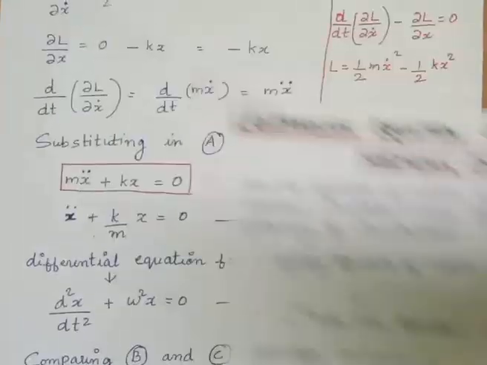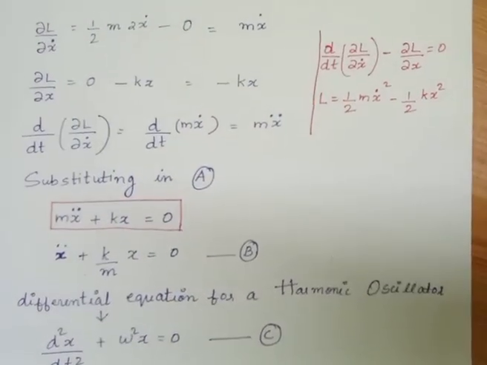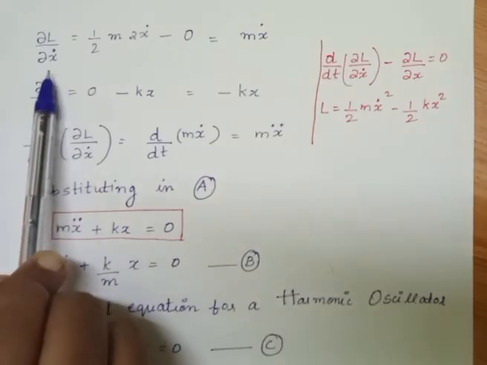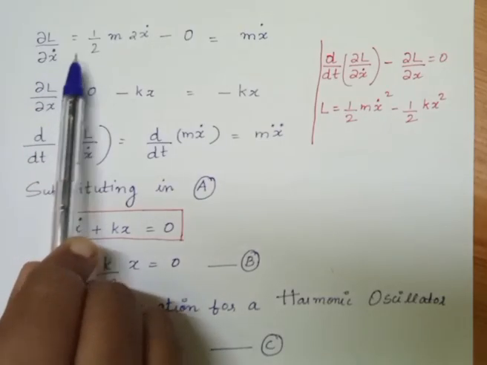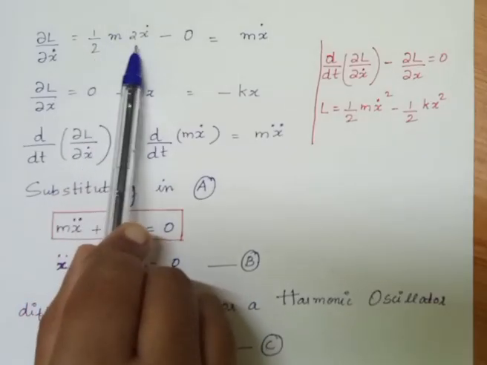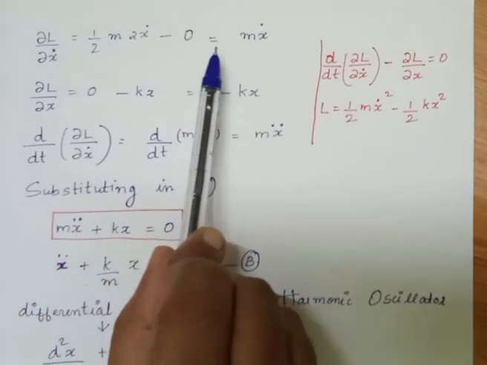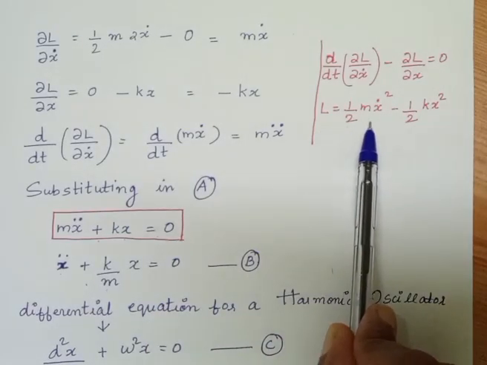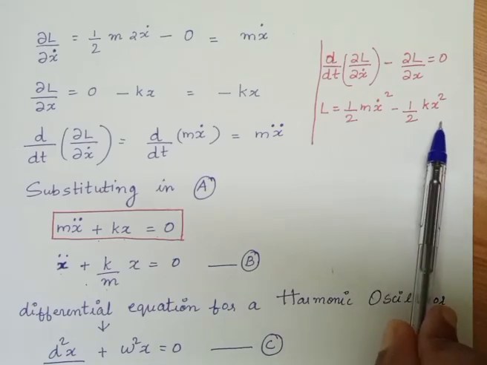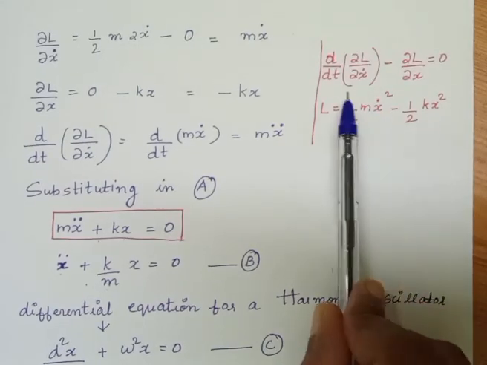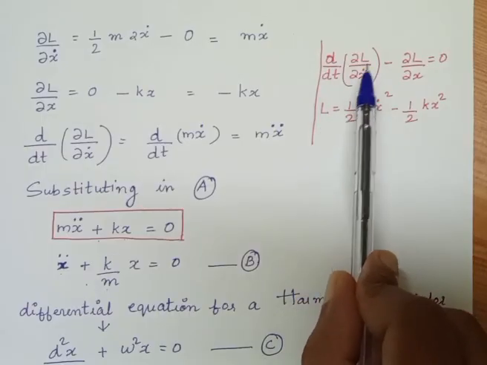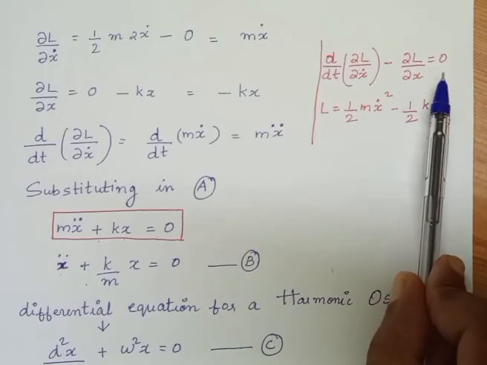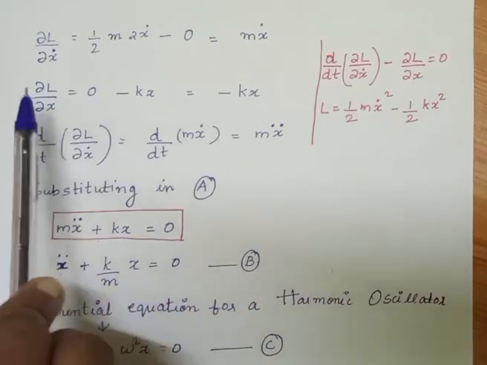By finding the differential of each value, we get the Lagrange equation, that is ∂L by ∂x dot equal to half m 2x dot minus 0 equal to m x dot. The value of L is half m x dot square minus half kx square, which we wrote earlier, and d by dt of ∂L by ∂x dot minus ∂L by ∂x equal to 0 is the Lagrange equation.